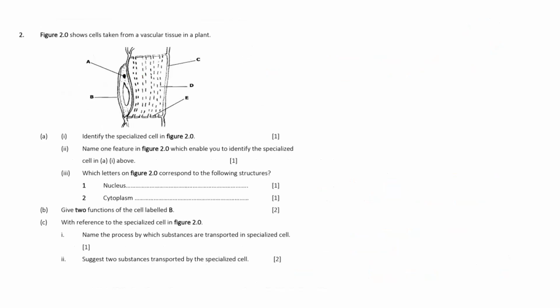Figure 2.0 shows cells taken from a vascular tissue in the plant. Identify the specialized cell. So this specialized cell is the phloem cell. That is how the phloem looks. Name one feature in figure 2.0 which enables you to identify the specialized cell above. So it is because of this part. What do you call this? This is called the companion cell.